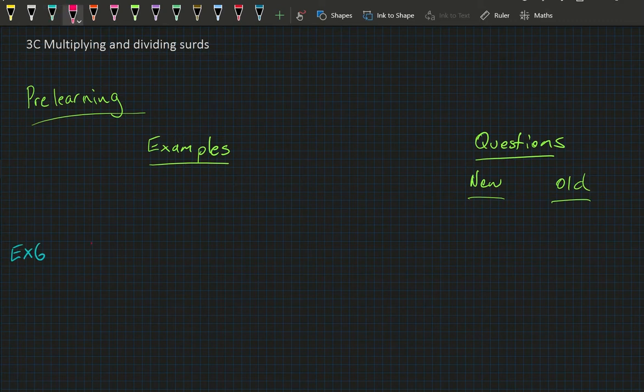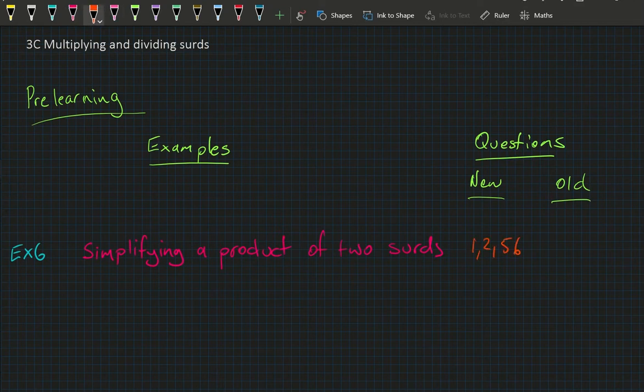In example 6, we're going to be simplifying a product of two surds. And your pre-learning in this is questions 1, 2, 5 and 6 for the new book. So that's quite a lot there. And questions 2 and 5 in the old book.